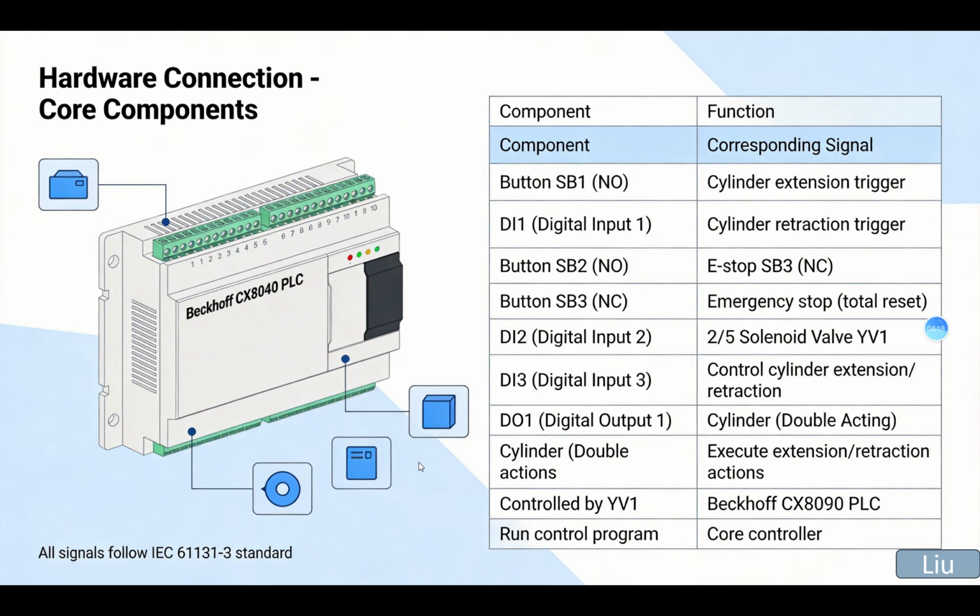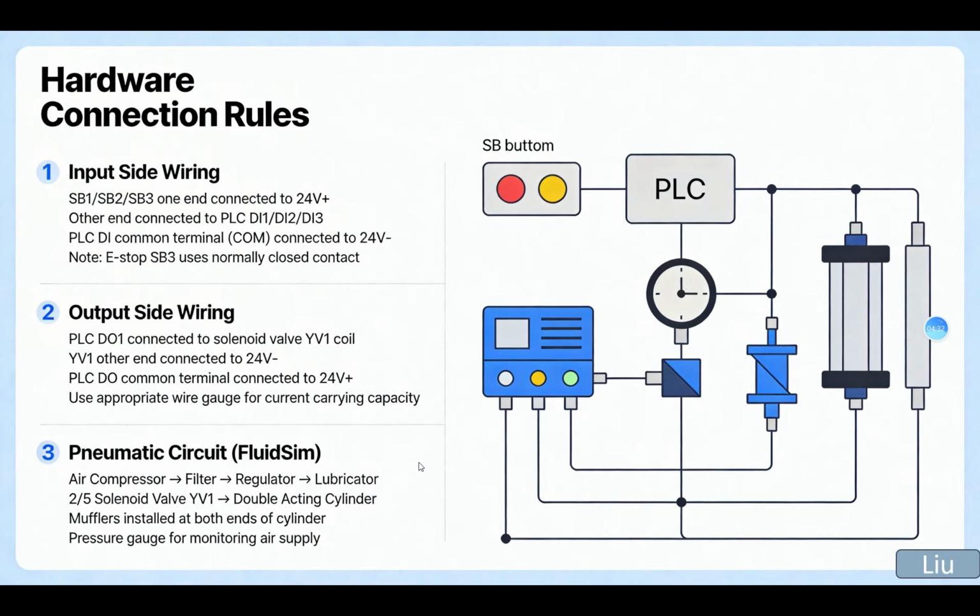Okay, so you can see the background of the picture on the left. It's about hardware connection. You can see the chart on the right. So the hardware connection rule, the first one is input side wiring. SB1, SB2, SB3, one end connected to the 24 volt plus, other end connected to the PLC DI1, DI2, DI3, and the PLC DI common terminal connects to the 24 volt.